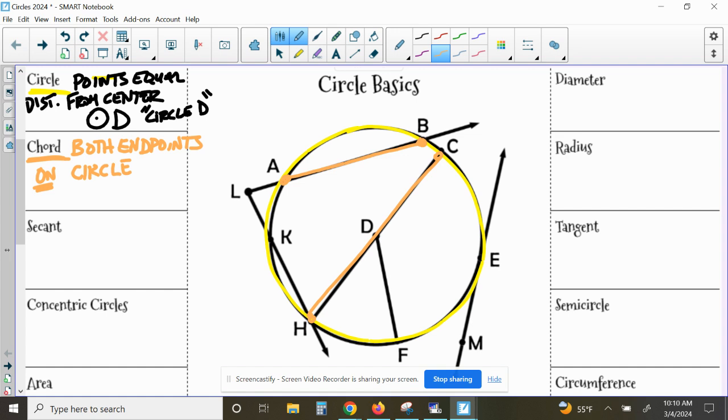Okay. I'm going to go green. Kind of like green. Secant.